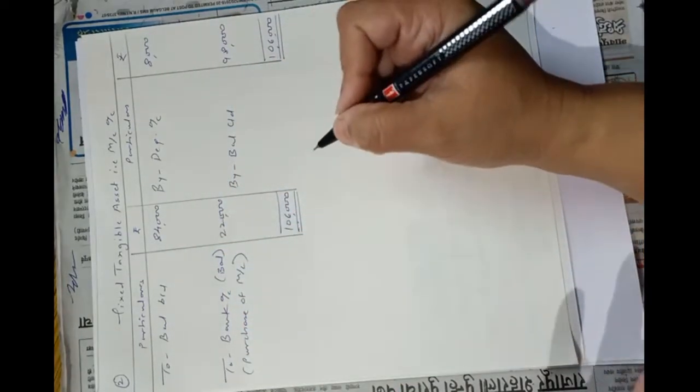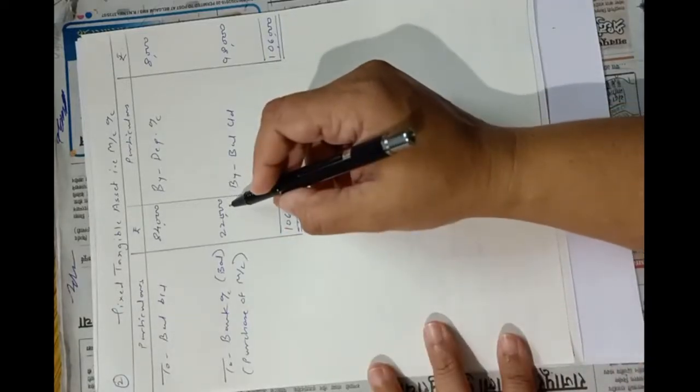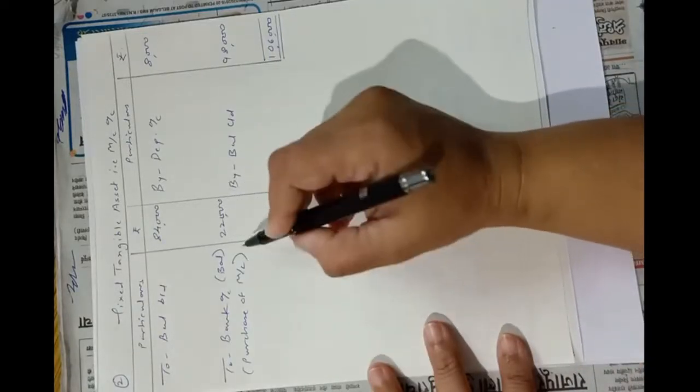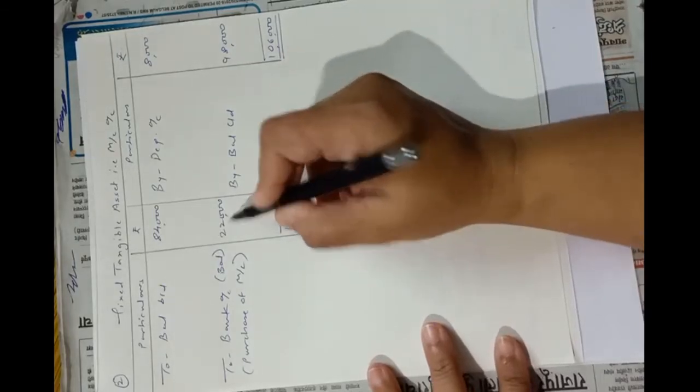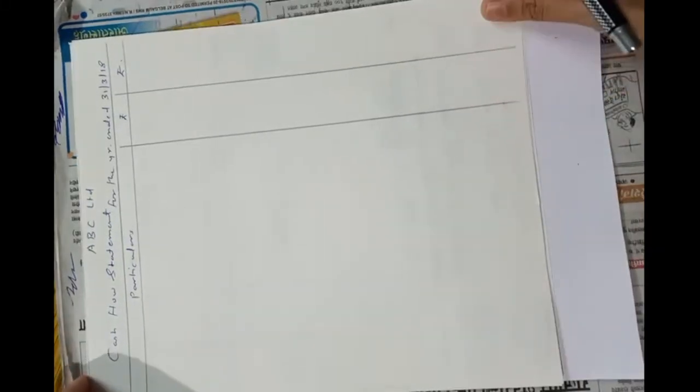Okay, so now we have calculated the amount of purchase of machinery. We will use it in cash flow statement. Okay, so now we will start cash flow statement, actually cash flow statement of ABC Limited. Now we will start cash flow statement.